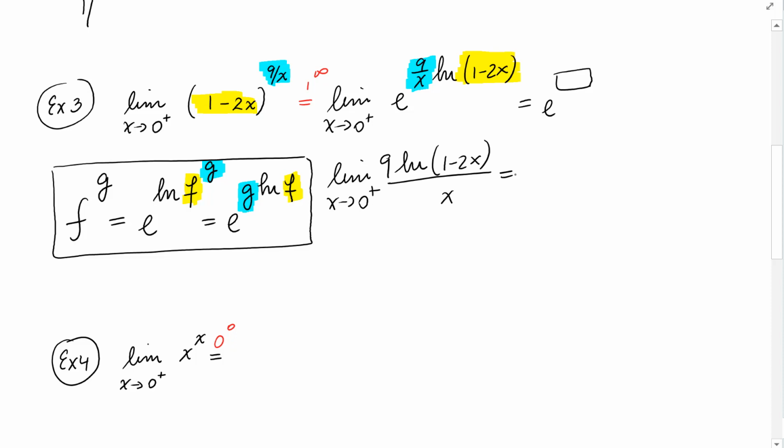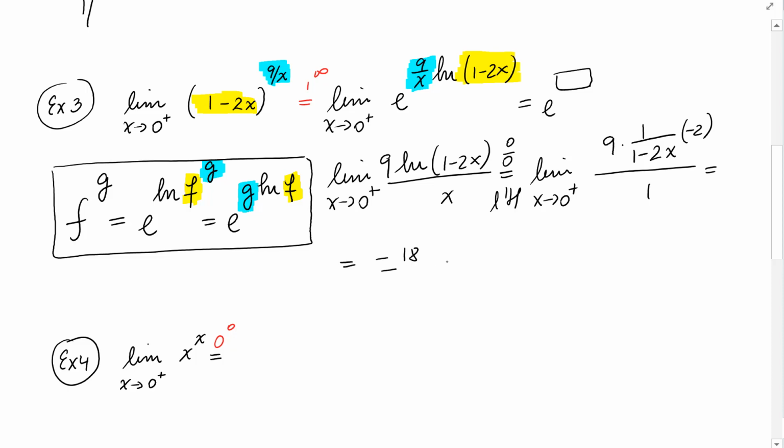So if we plug in x with 0, we get 0 over 0, which we can apply L'Hopital right away. So we get limit as x is approaching 0 plus. The numerator prime is 9 times 1 over 1 minus 2x times 1 minus 2x prime, which is negative 2, over the denominator, which is just 1. So now if we plug in x with 0, we get negative 18 over 1 minus 2 times 0, which gives us negative 18. So the exponent is negative 18, and the final answer is e to negative 18.